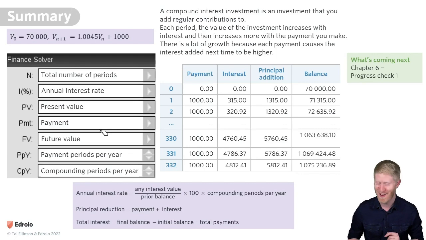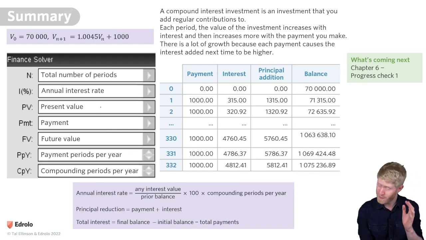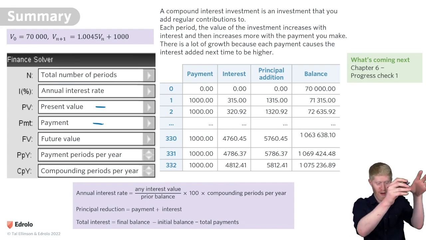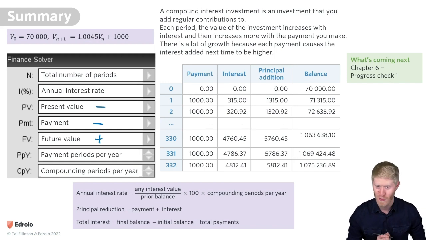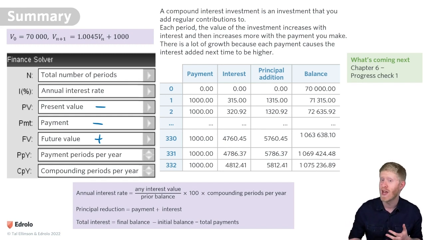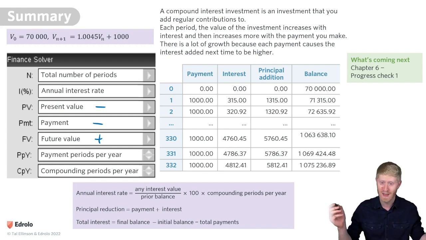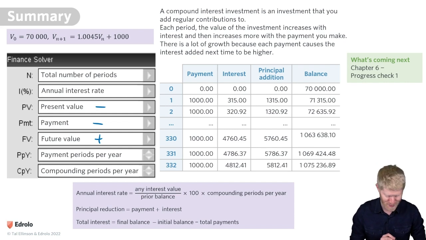All right, everyone, those are the key ideas from today's lesson. We have our present value, which is negative, and our payments, which are negative, because both of them we're putting into the investment, they're coming away from us. But we get a nice big future value positive at the end that comes back. We've got some key formulas, we've got amortization tables. Coming up next is a progress check, a topic test, and that's basically the end of financial maths.